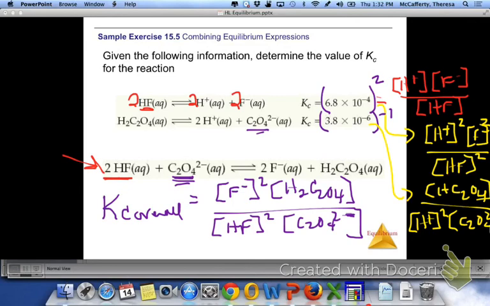To go from these two equations, did I add them to get the overall? What did I do? I multiplied them. So when I add two equations, what do I have to do to the Kc's to get the overall? I have to multiply them together.